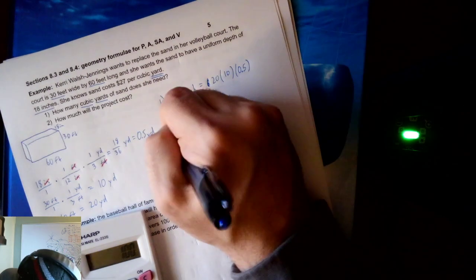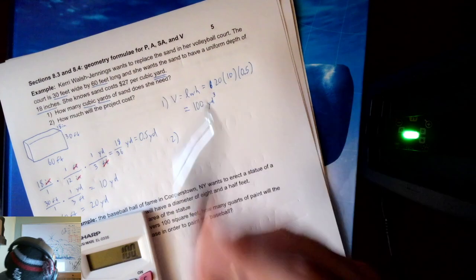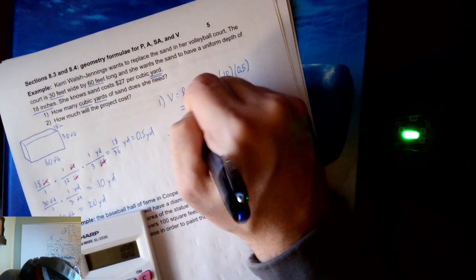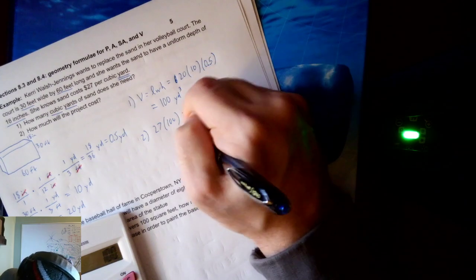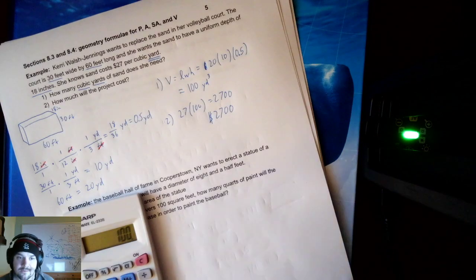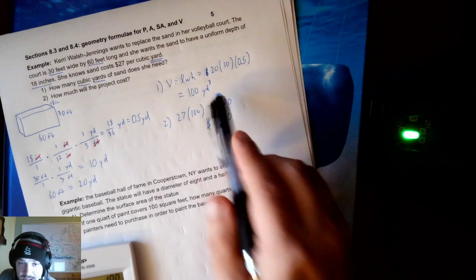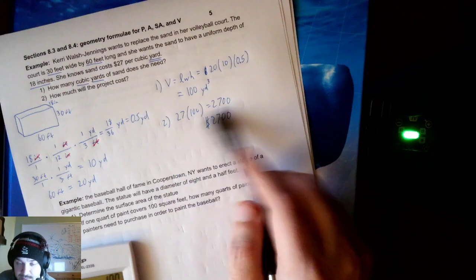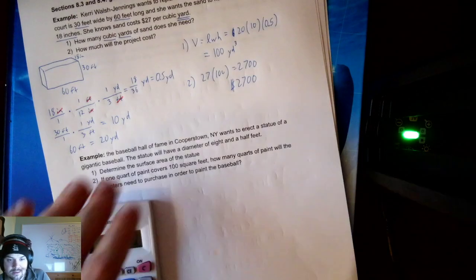So that's part 1. Part 2 says how much will the project cost? Well, it's 27 bucks per cubic yard. Well, that's going to be 27 bucks times 100 cubic yards, right? Will be 2,700. So it'll cost her $2,700 to fill the volleyball court with sand. Notice we had to do unit conversions. The tricky part about this question wasn't necessarily the calculations. Volume was pretty straightforward. Price was pretty straightforward. The tricky part was getting everything in the same units.